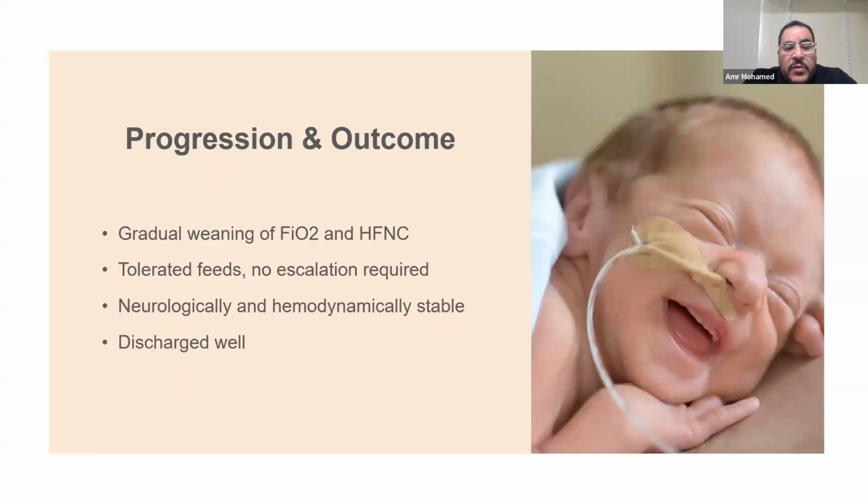So finally, the gradual weaning of FiO2 and the high flow nasal cannula was successful, and they remained for a couple of days after weaning to establish feeding, and we didn't need to escalate the cases to a level 2 or level 3 neonatal unit, and they've been discharged in well condition, neurologically and hemodynamically stable.